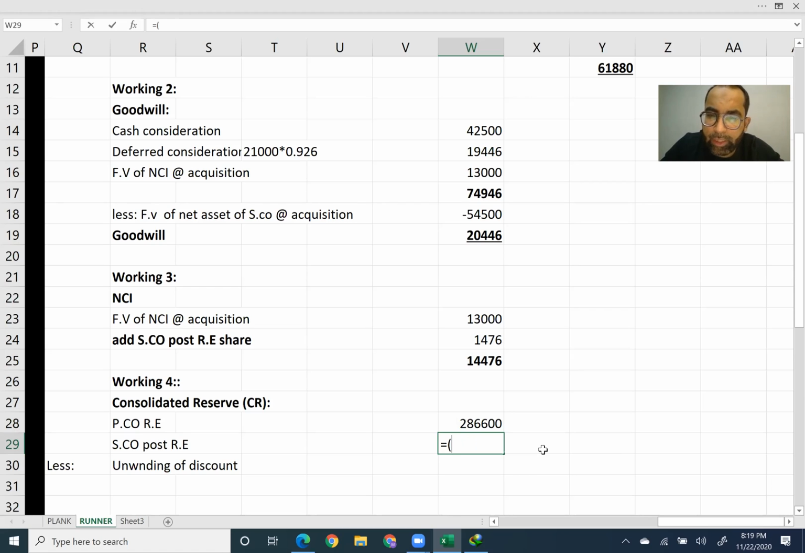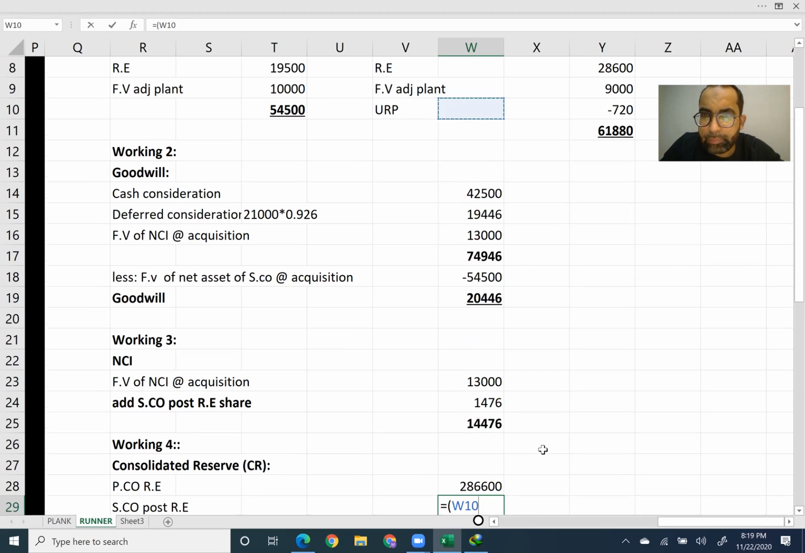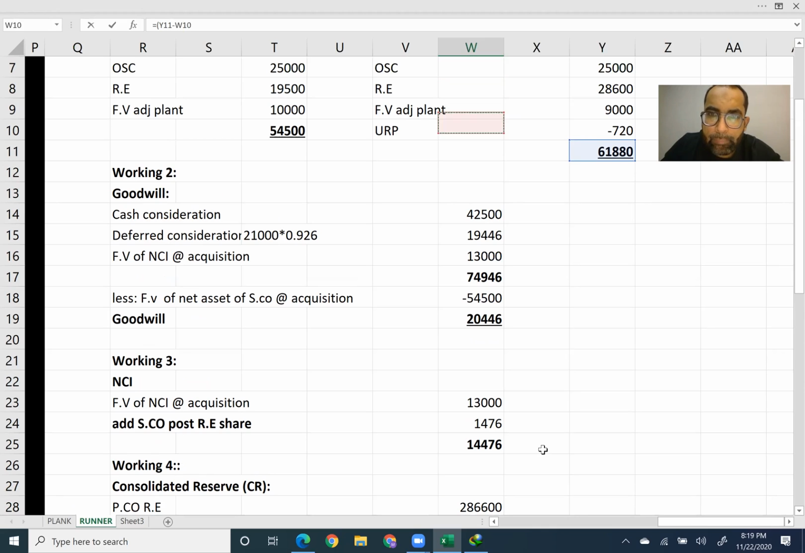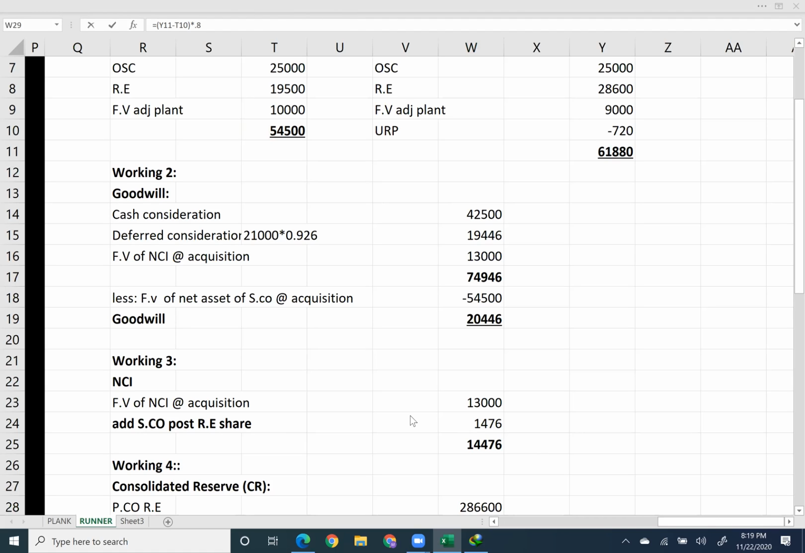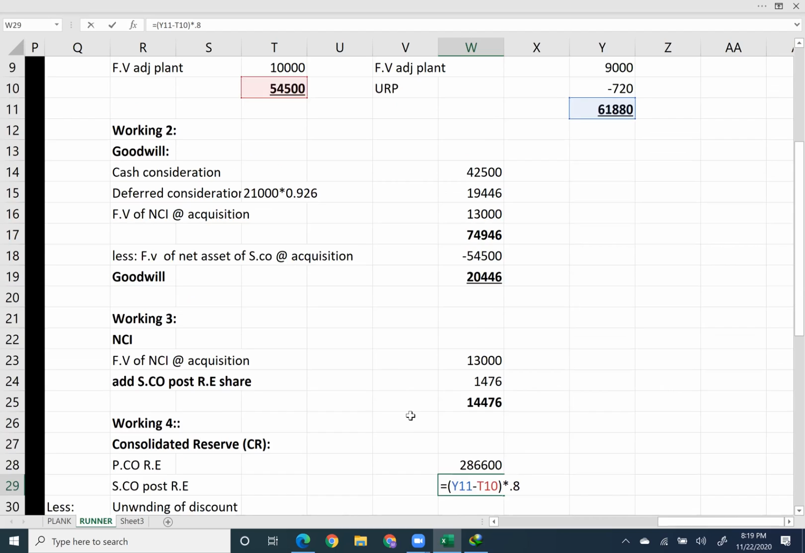How do we calculate post retained earning? Shift bracket open. Now, this minus this 54,500. Shift bracket close. Now, what's the NCI holding percentage? 20% is the NCI share. That means our share is 80%. So multiply it with 0.8. You can see the formula on the top of the screen. So let me press enter and that's done.